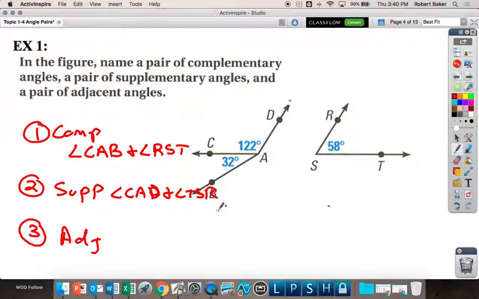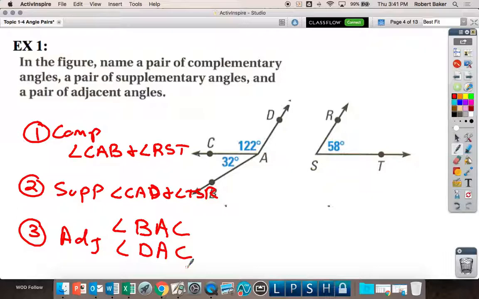Yes. Okay, let's go for the adjacent pair of angles, our last stop on the voyage. You've already played. Somebody else who wants to play. Go ahead, Devin. Angle BAC. And then angle CAD. Nailed it.